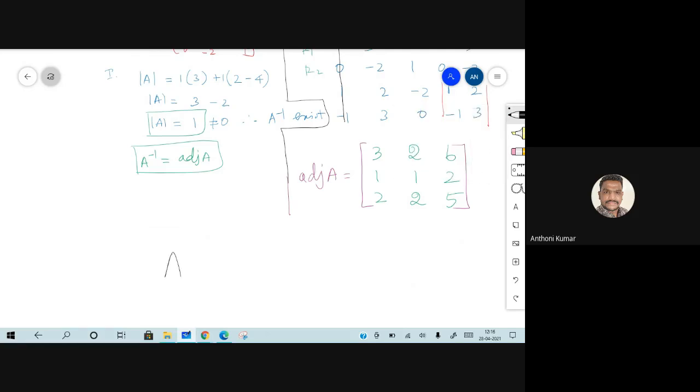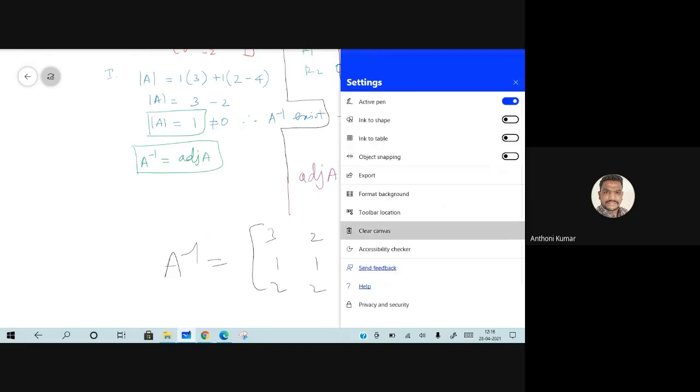So A inverse is equal to what? A inverse is equal to this: 3, 2, 6, 1, 1, 2, and 2, 2, 5. This is the required A inverse. So okay, let's continue from the NCERT problem.